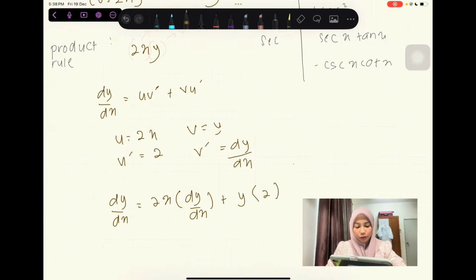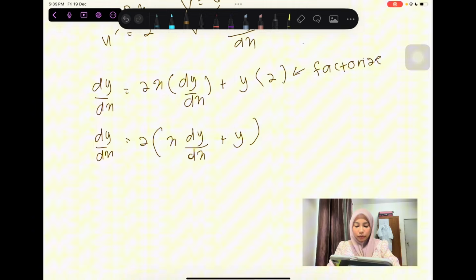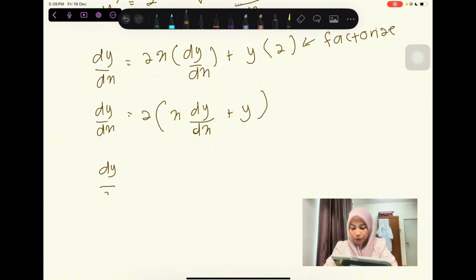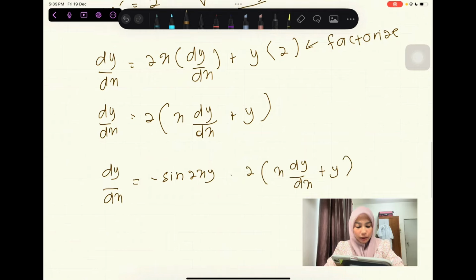So the next step, we need to factorize. So dy over dx equal to 2x multiplied by dy over dx plus y. Okay, next we need to combine chain rule and product rule. So dy over dx equal to negative sin 2xy multiplied by 2x dy over dx plus y. This is the final answer.